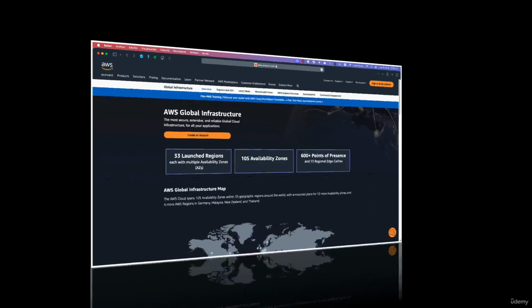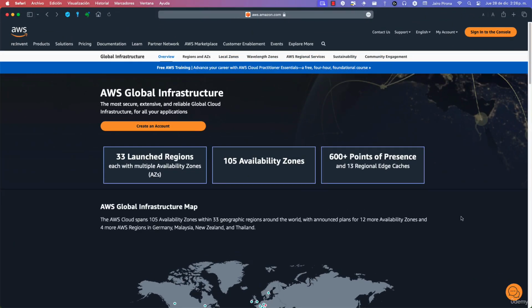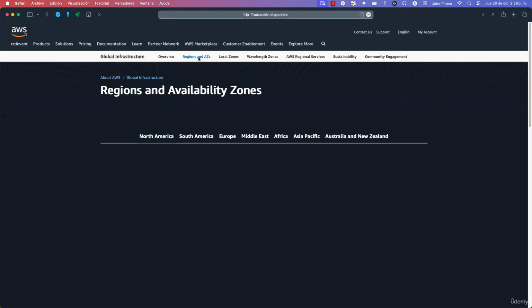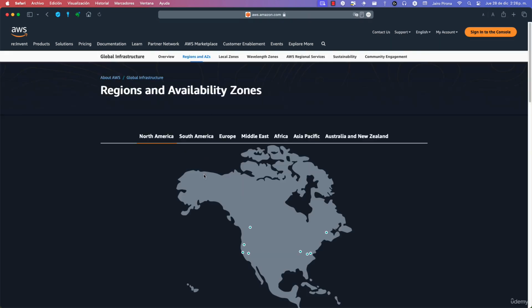If we look again at the AWS Global Infrastructure website and go to regions and availability zones, we see AWS regions in different parts of the world. For example, here in North America, AWS has regions on the West Coast and on the East Coast. But as you can see, there could be many other large cities that are not near an AWS region. Users in these cities could experience high latency when accessing services hosted in these AWS regions. So, to address that, AWS has local zones.